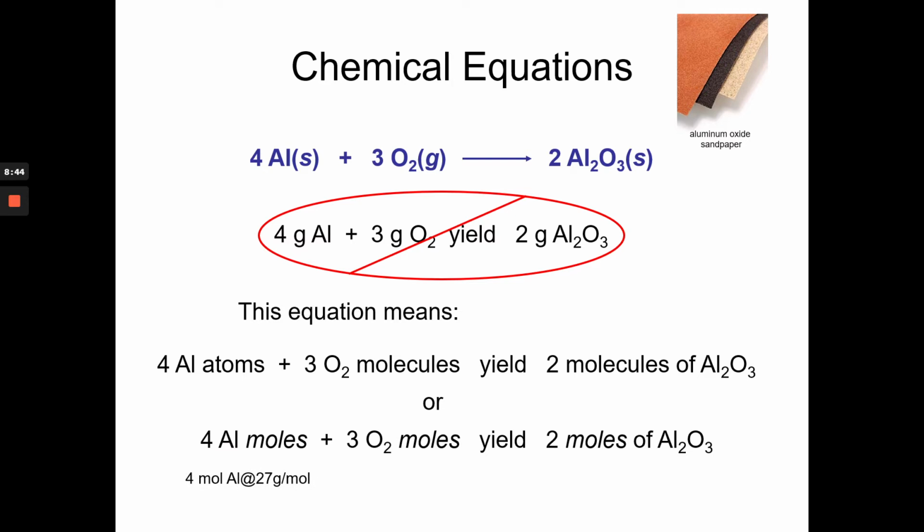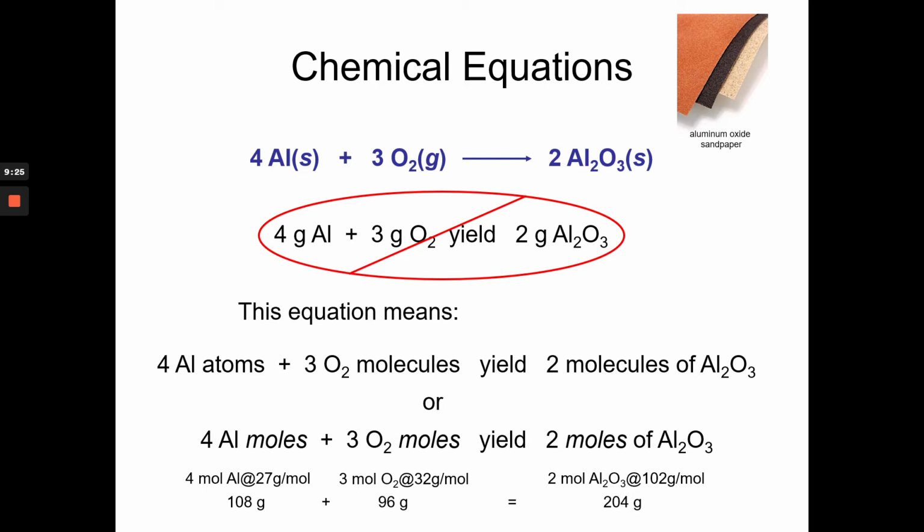4 moles of aluminum, each aluminum weighs 27 grams per mole. I have 3 moles of oxygen, O weighs 16, so O2 weighs 32. And 2 aluminum and 3 oxygen, aluminum oxide, would weigh 102 grams if you took the time to add that up. Now, do the math. 4 times 27 over here is 108. 3 times 32 is 96. 2 times 102 is 204. And even without a calculator, I know that 108 plus 96 is going to equal 204.